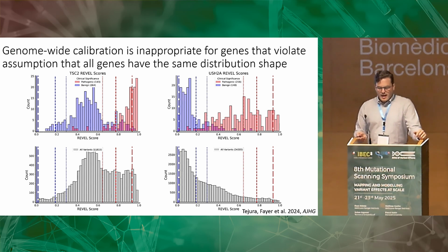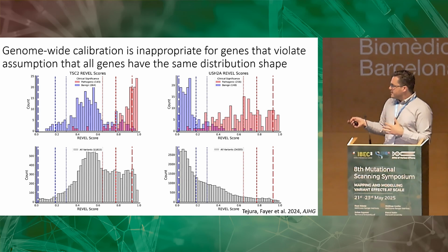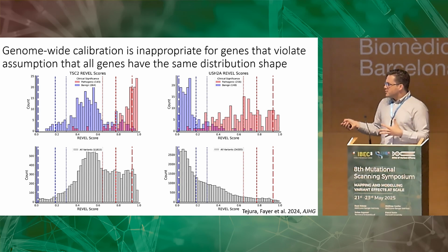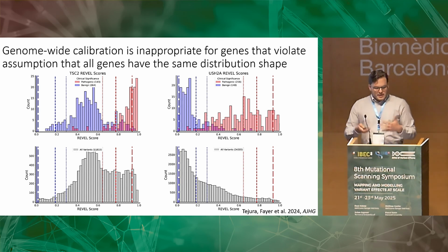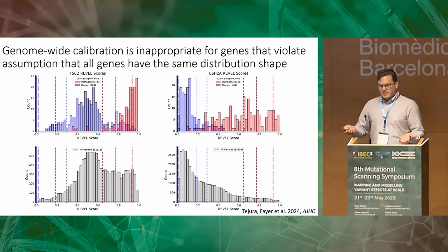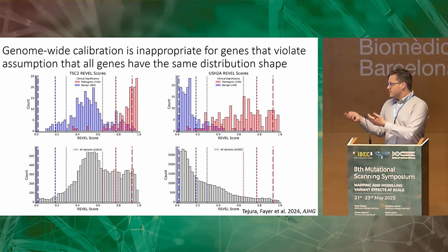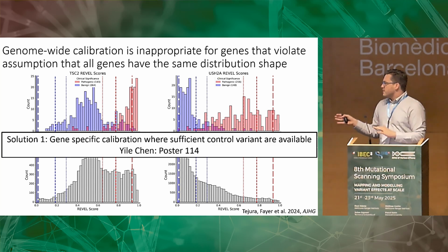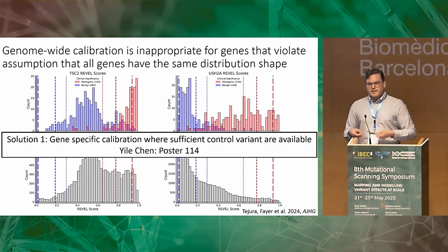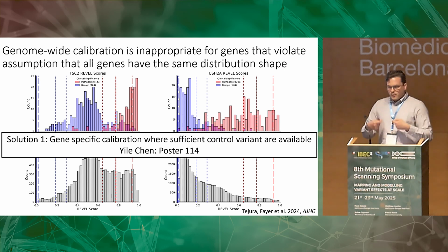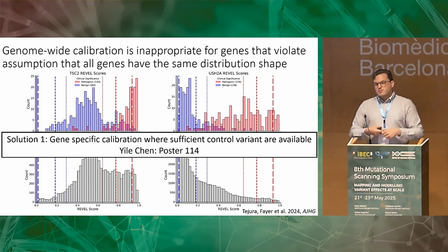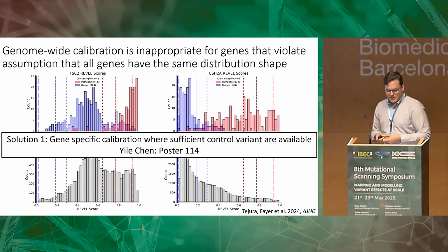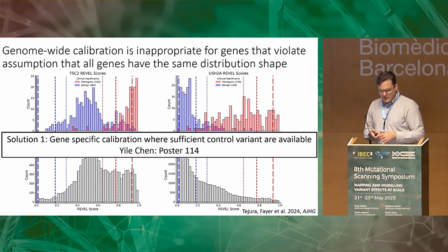And so I've used these two examples because they have a lot of clinical control variants, so we can sort of appreciate these patterns. But in these cases, because we have so many control variants, we can actually solve this problem by calibrating these genes individually. And so that's what Ilei's poster focuses on, is for the cases where you have enough control variants within an individual gene, how we can sort of use those variants to calibrate genes individually. But the rest of my talk is going to focus on the cases where we don't have enough control variants for individual gene calibration.